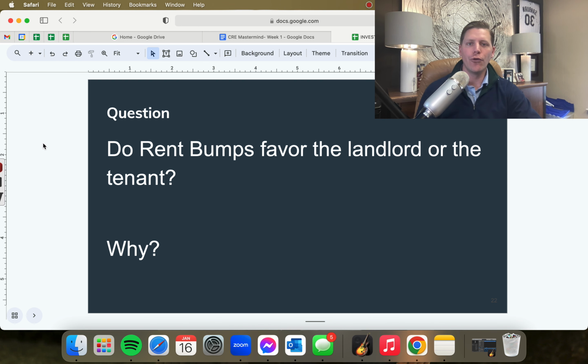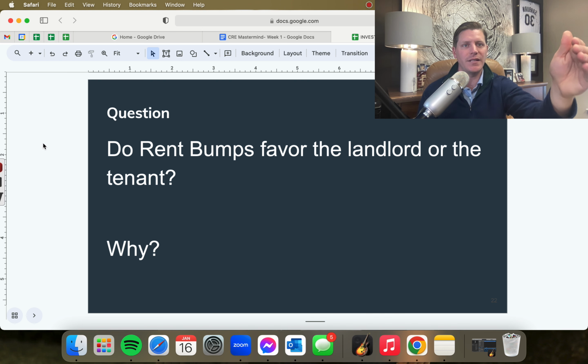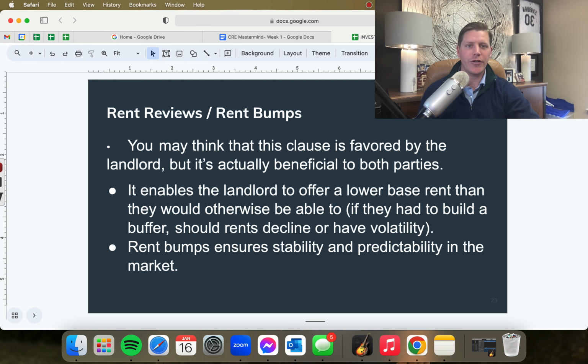So, okay. Do rent bumps favor the landlord or the tenant? When I'm talking about rent bumps, I'm talking about rental increases, like 3% rent increases or rent reviews. Which one do you think they favor, the landlord or the tenant? Trick question. You may think this clause is favored by the landlord, but it's actually beneficial to both parties. It enables the landlord to offer a lower base rent than they would otherwise have been able to if they had to build a buffer should rents decline or have volatility. And the rent bumps ensure stability and predictability in the market.